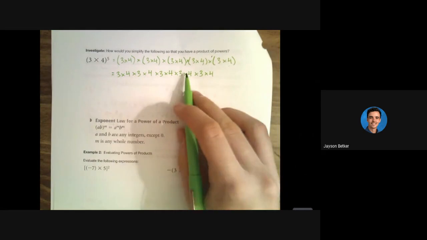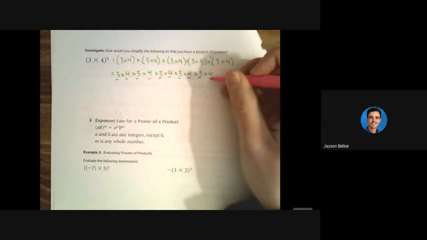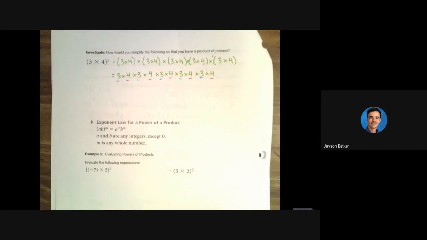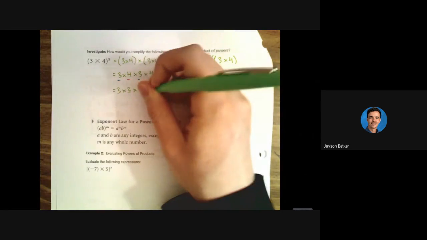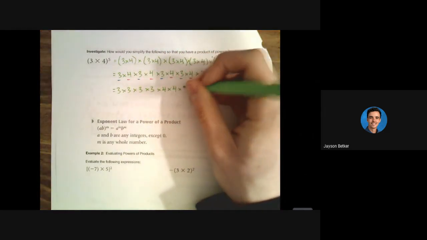One, two, three, four, 5. And then notice, right, you've got all these 3s. You've got all these 4s. Let's just write them right next to one another. 3 times 3 times 3 times 3 times 4 times 4 times 4 times 4.